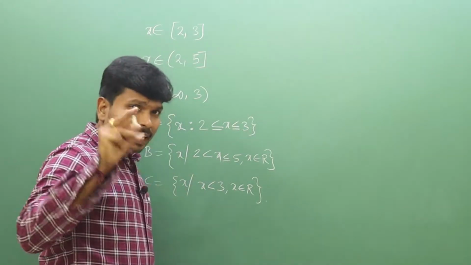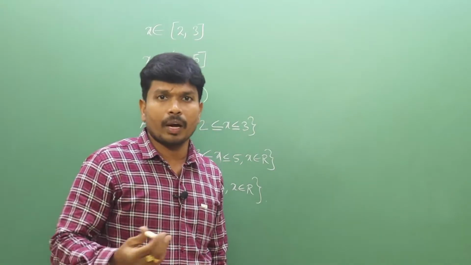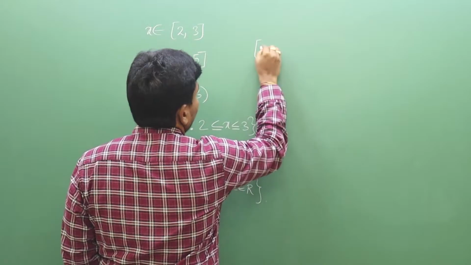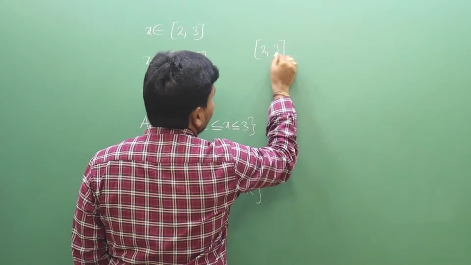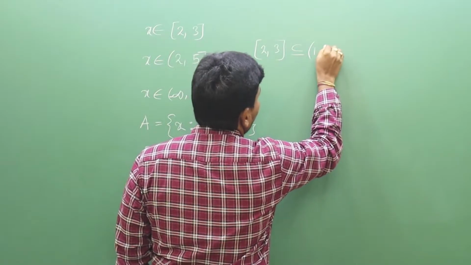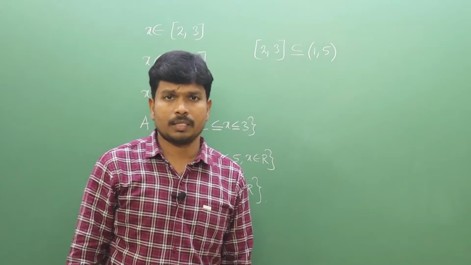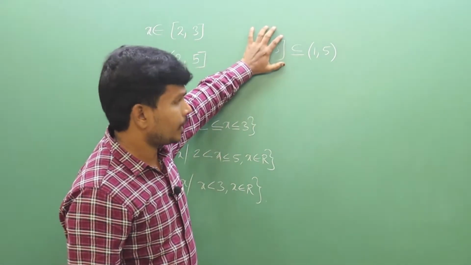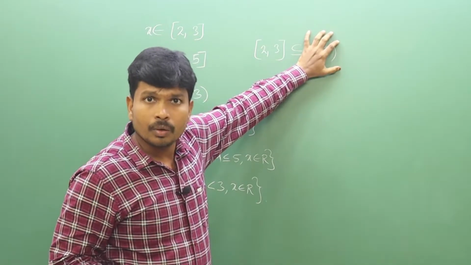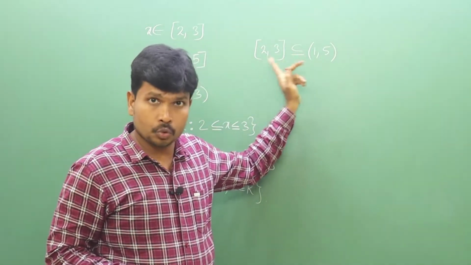Next, I am giving you two intervals. Which one is the smaller interval and which one is the bigger interval? You have to decide it. See, suppose I am taking closed 2 comma 3. Is it a subset of open 1 comma 5? Is it a subset of 1 comma 5 or not? Same, because it is an interval subset of real numbers. This is also an interval subset of real numbers. What about comparing these two?